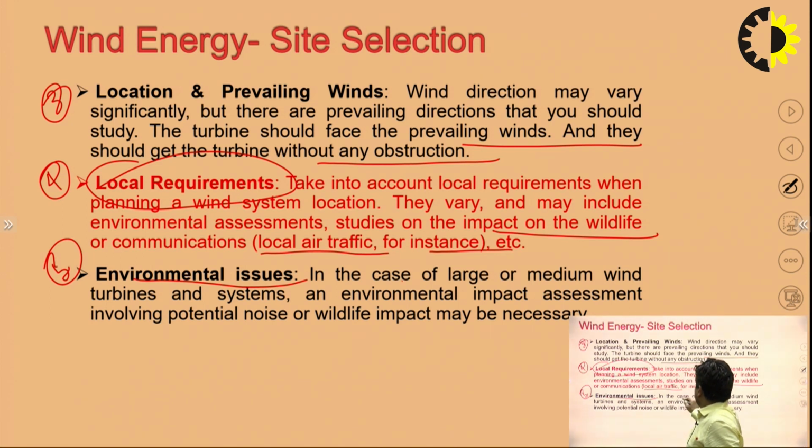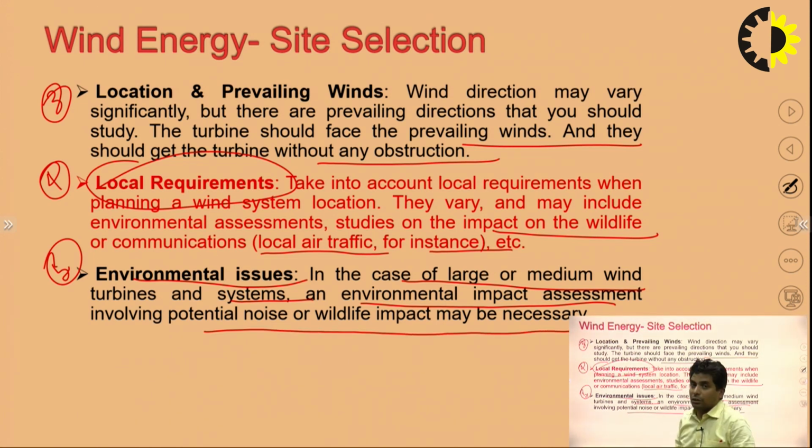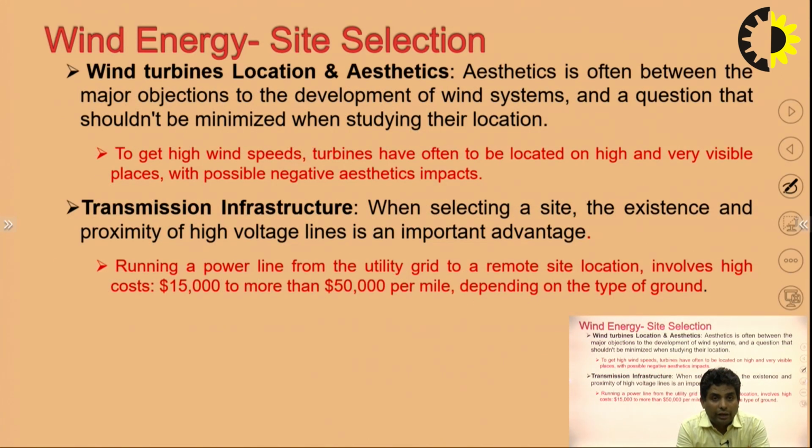Environmental issues. In the case of large or medium wind turbines and systems, an environmental impact assessment involves potential noise or wildlife impact. Potential noise, why? Because of the windmills. When windmills rotate, they can definitely produce a large noise, and this noise can be not good for the health of humans as well as animals. So we have to find out the best location where they can't impact the social life of animals as well as humans.